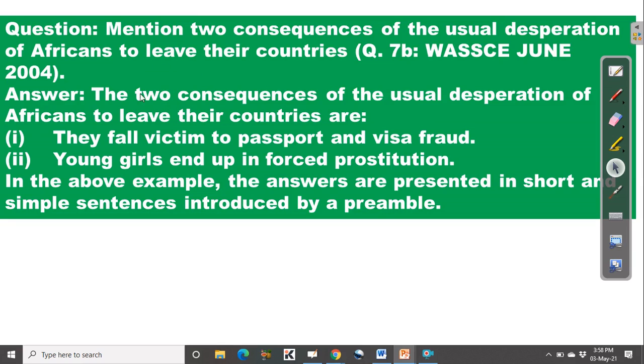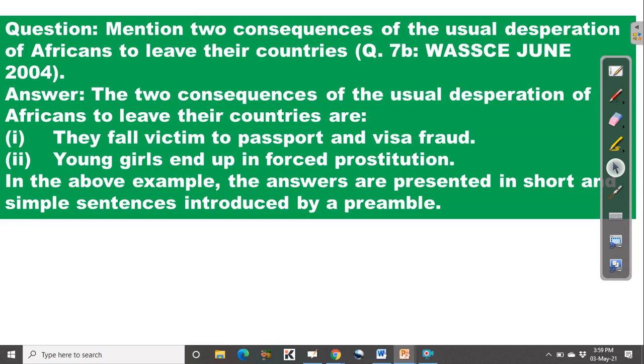So, and these questions are direct questions. All right. This is a direct question. Mention two consequences. And the answer is, the two consequences of the unusual desperation of Africans to leave their countries are: one, they fall victim to passport and visa fraud. That's one of the consequences. Then, two, young girls end up in forced prostitution. You know, these things are explicitly stated in the passage.